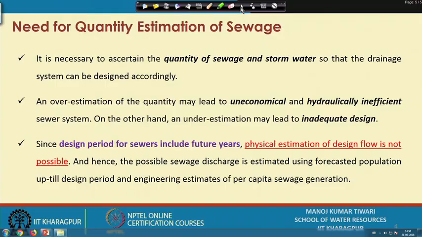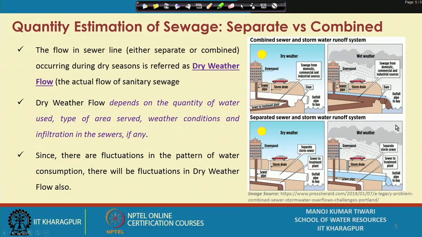So, the possible sewage discharge is estimated using the forecasted population up till the design period, and then we have to apply our engineering principles to estimate the per capita sewage generation in that period. Once we get these two numbers, the concept is pretty straightforward. We can multiply them and get the estimate of the quantity of the sewage.